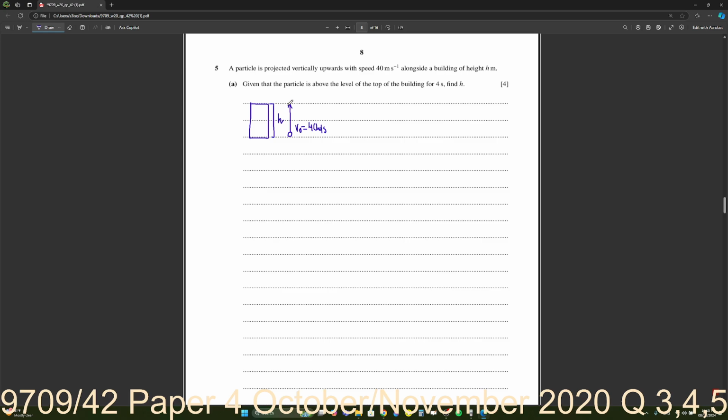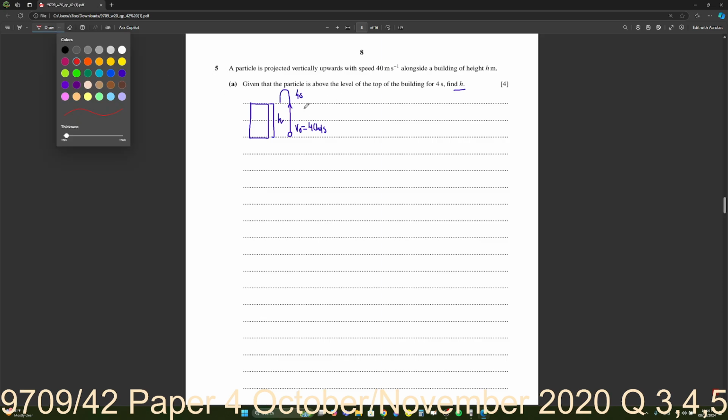It's above the level of the top of the building for 4 seconds. So it goes and it's above here for 4 seconds. So this over here was 4 seconds. Okay? They want us to find the height. With this information, many students would be confused as to what they can do. I'm going to help you out over here.